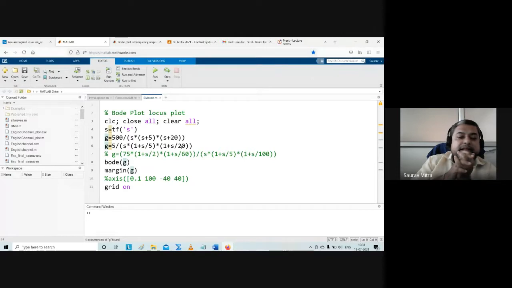These things are very easy actually. You understand just by looking. How much is the phase for 1 by s? Kiran, how much is the phase for 1 by s? Minus 90. Here give the full answer. How much is the maximum phase for 1 by s plus 5?